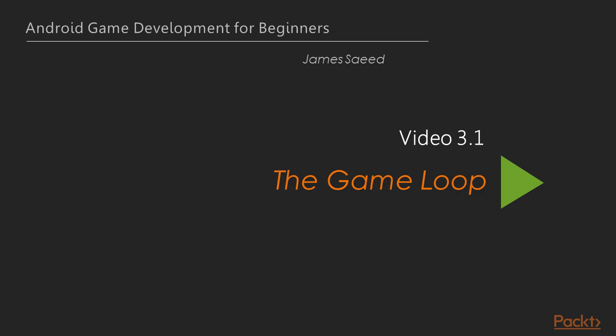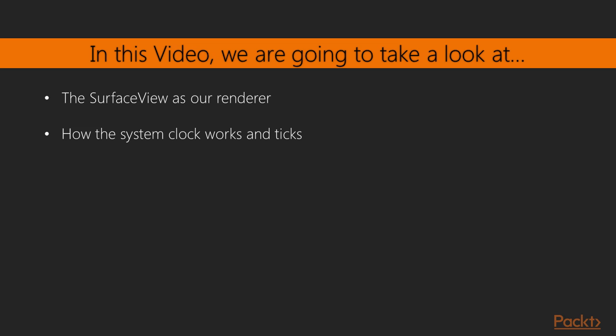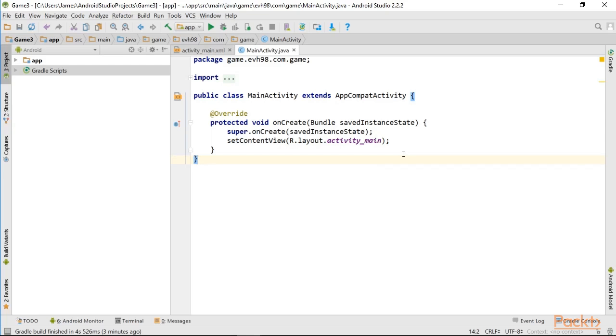In this video we're finally going to use the Android SDK to start the actual game development of our game. We're going to take a look at the surface view and set that as a basis for our renderer, and how the system clock works and ticks. So first things first, we're going to want to make our game full screen without an action bar, without the status bar showing, without the navigation bar showing as well, like our normal Android app is.